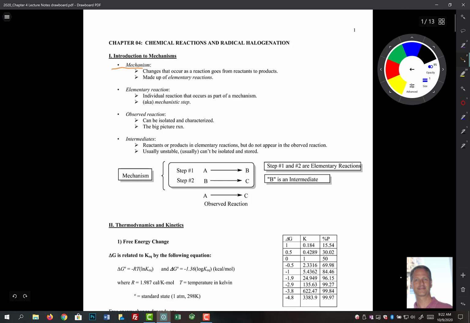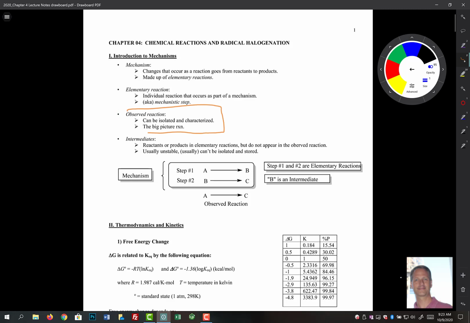So what is a mechanism? It's a change that occurs as a reaction goes from reactants to products. So often in GChem, we have on one side our reactants, right? And then over here, we have our products. And we're just concerned with the overall snapshot of what happened. And in OChem, we call that the observed reaction. Right? It's the big picture reaction.